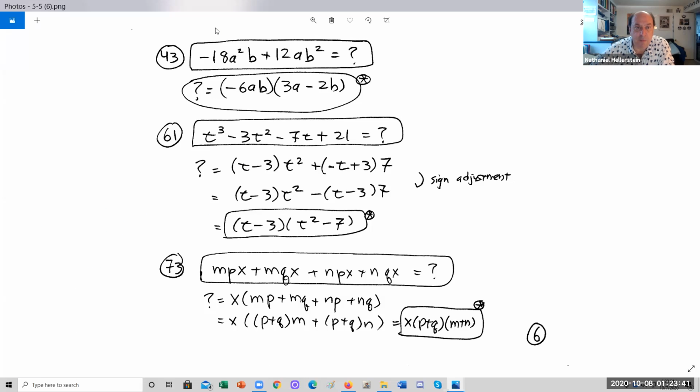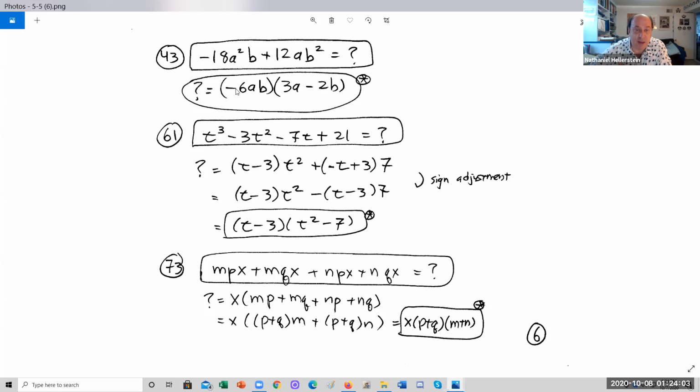Here we have minus 18a squared b plus 12ab squared. The idea is to pull out the greatest common factor. Now, 18 and 12, their greatest common factor is 6. We have an a squared and an a, so we pull out a to the first. We have a b to the first and a b squared, so we pull out a b to the first.